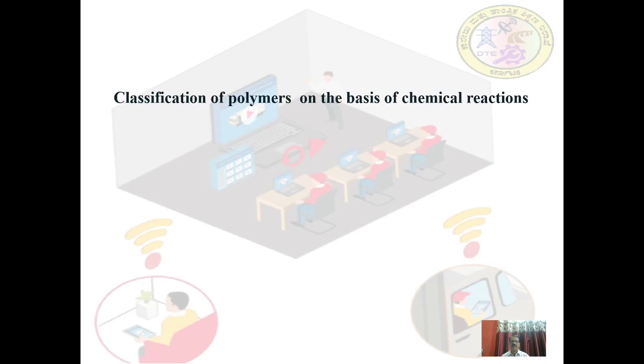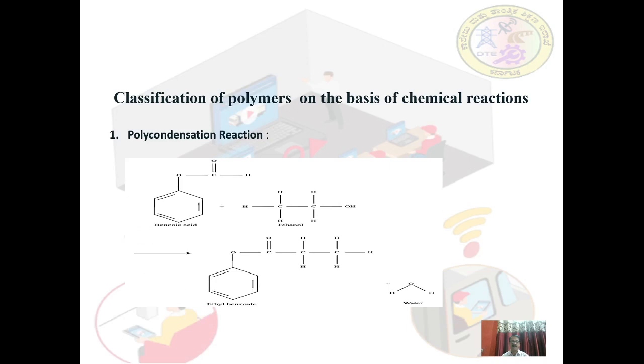Yes. Classification of polymers on the basis of chemical reaction. Classification of polymers based on chemical reaction, right? First one is polycondensation reaction. This is an example of a polycondensation reaction. It is a stepwise process.